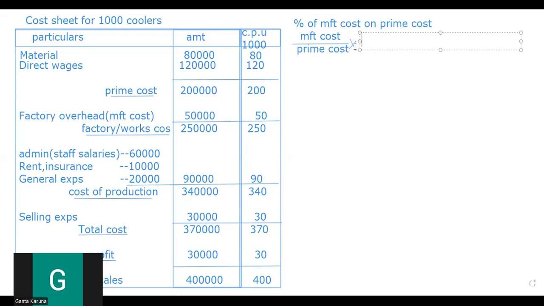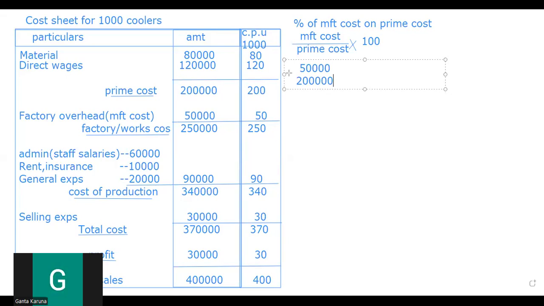Multiplied with 100. So now substitute the values. Prime cost, we know it. How much is the prime cost? We said just now 50,000. And divided by, manufacturing cost is 50,000. Prime cost is 2 lakhs. So these will be divided with the 100. How much is it going to be? We are going to find it out.